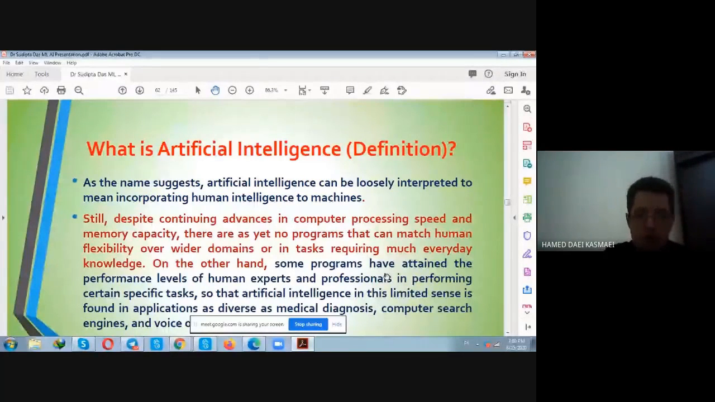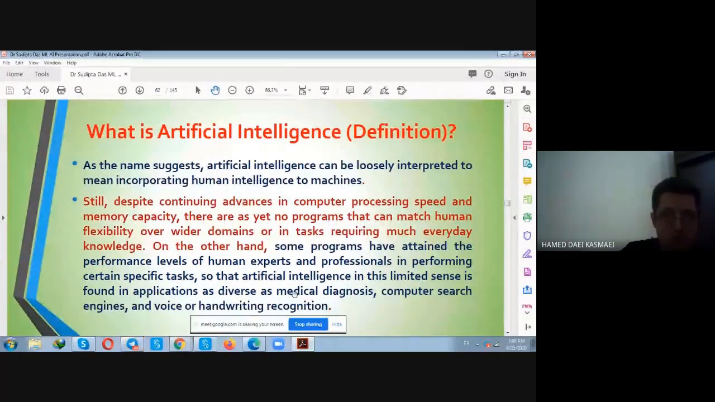On the other hand, some programs have attained the performance levels of human experts and professionals in performing certain specific tasks, so that artificial intelligence in this limited sense is found in applications as diverse as medical diagnosis, computer search engines, and voice or handwriting recognition, or pattern recognition. These are very important applications of AI.